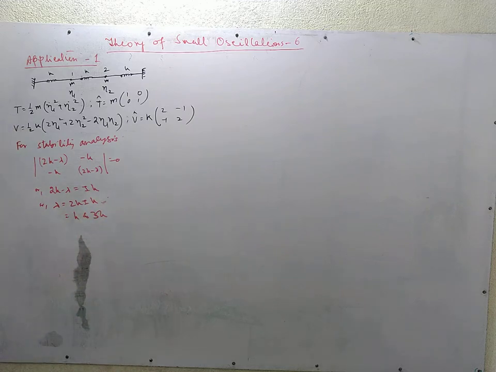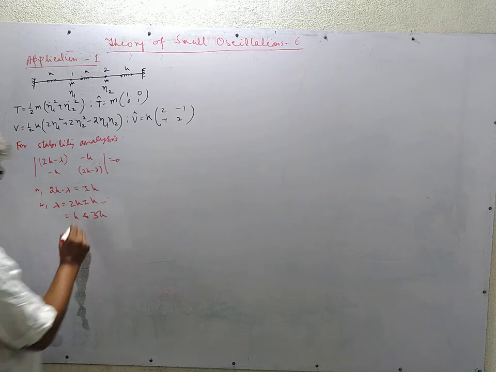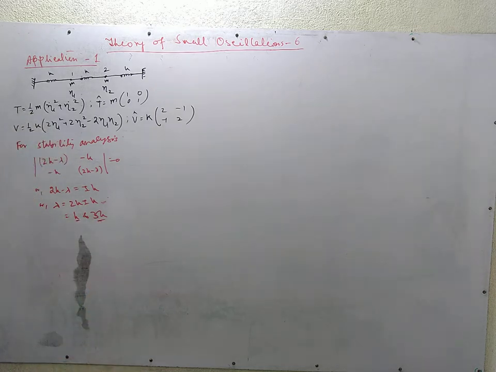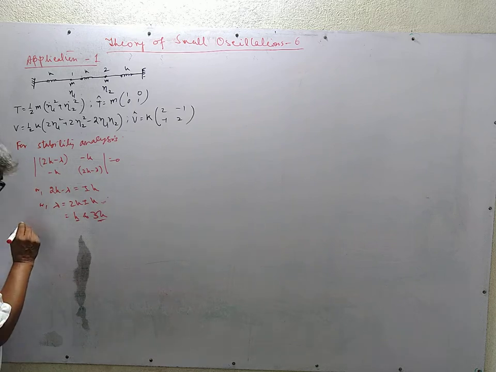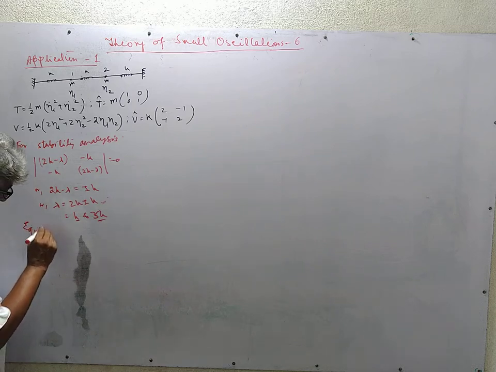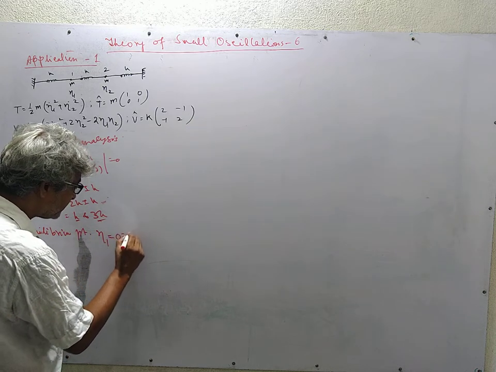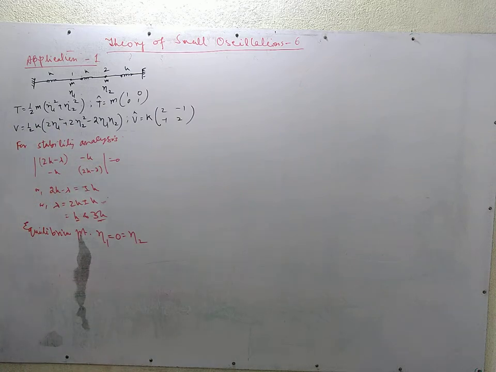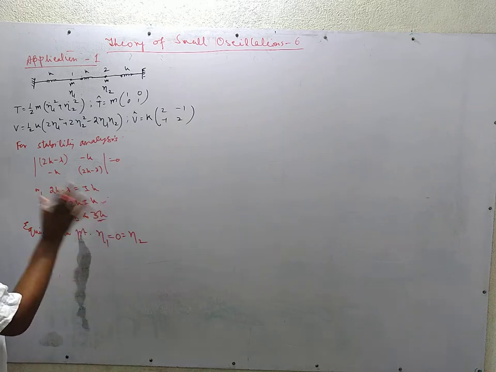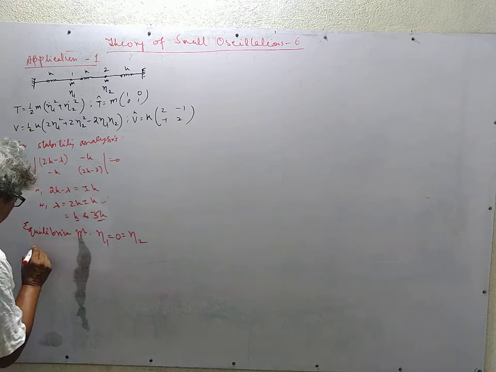Since the spring constant k is positive, both the eigenvalues of the V matrix are positive. And now obviously the stability condition is that the stable or equilibrium point is (0, 0). The equilibrium point is eta 1 equal to 0 equal to eta 2. And at this point we see that the eigenvalues are positive, so this is a stable equilibrium point.